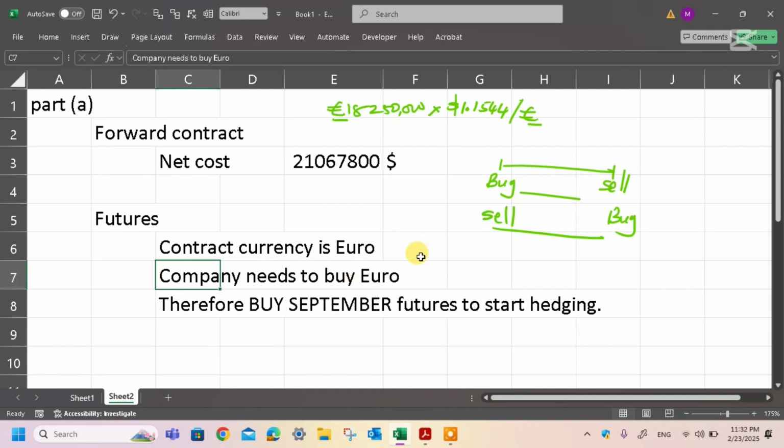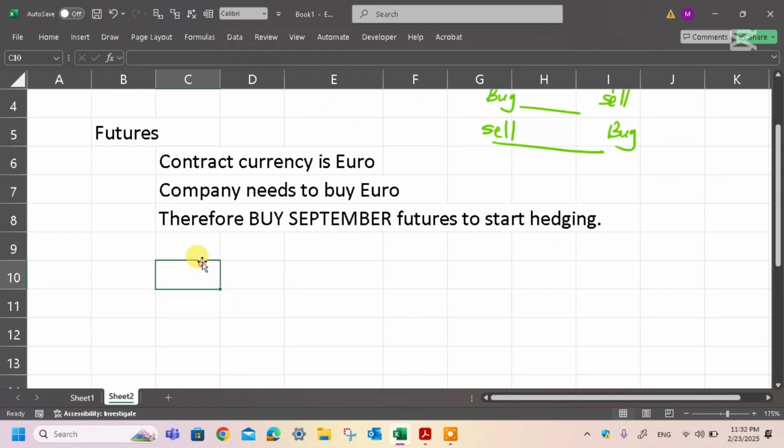Suppose the requirement is to sell euros for the company, then they should sell the futures first and buy it later. Then only the hedging will be appropriate. That means in the spot transaction, if you make a loss, the futures transaction will give you a gain and it will nullify the effect.